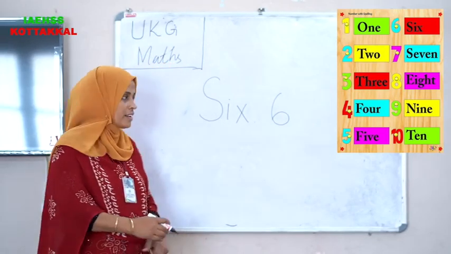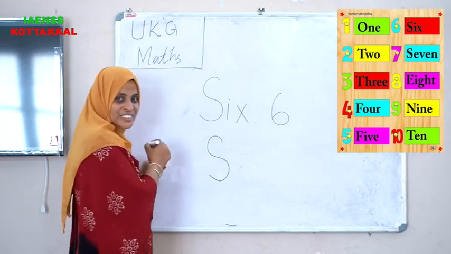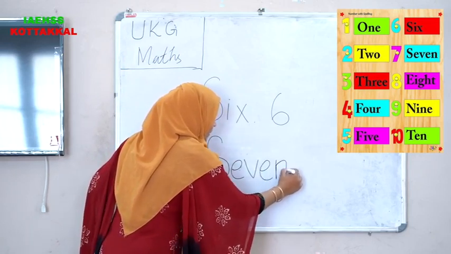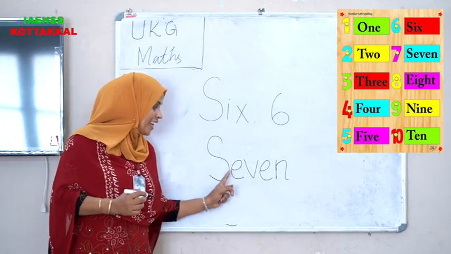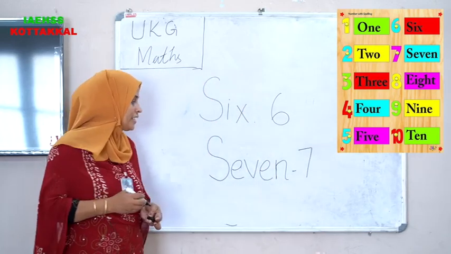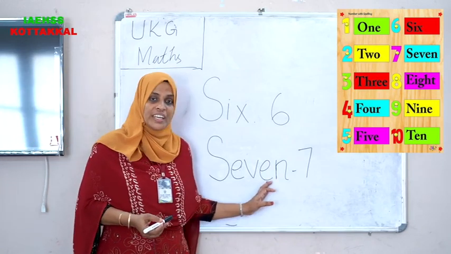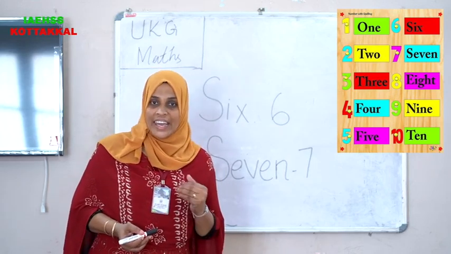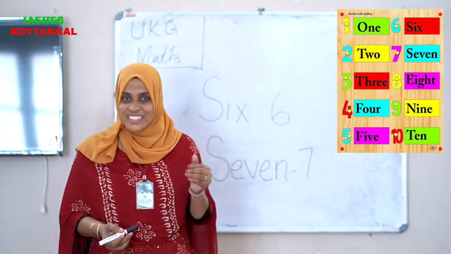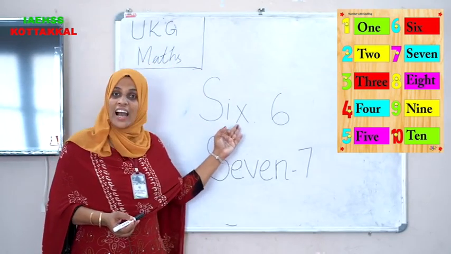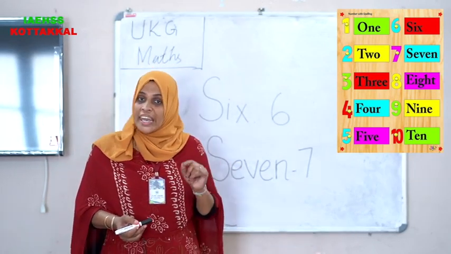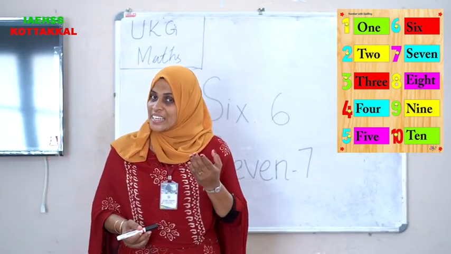Next, number 7. First letter S. S E V E N. 7. S E V E N. 7. All of you read. S E V E N. 7. S I X. 6. S E V E N. 7.